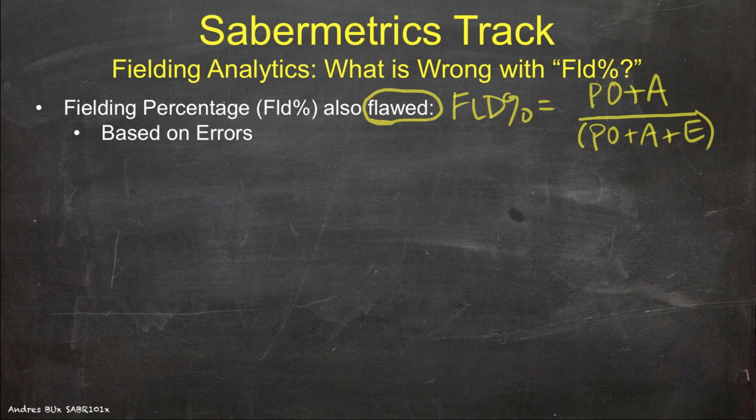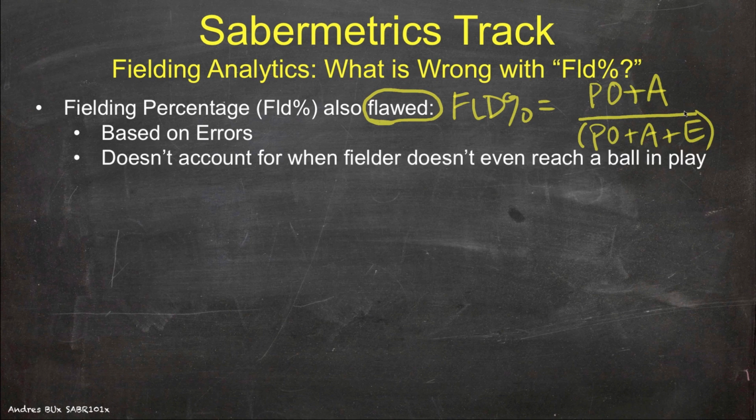But why is this a flawed metric, a flawed measurement of fielding analytics, measuring defensive play by the fielders? The problem with fielding percentage is that in the formula itself, you've got errors, and we've talked about the problem with error as a measurement in the game of baseball. And it doesn't account for when a fielder doesn't even reach a ball in play.